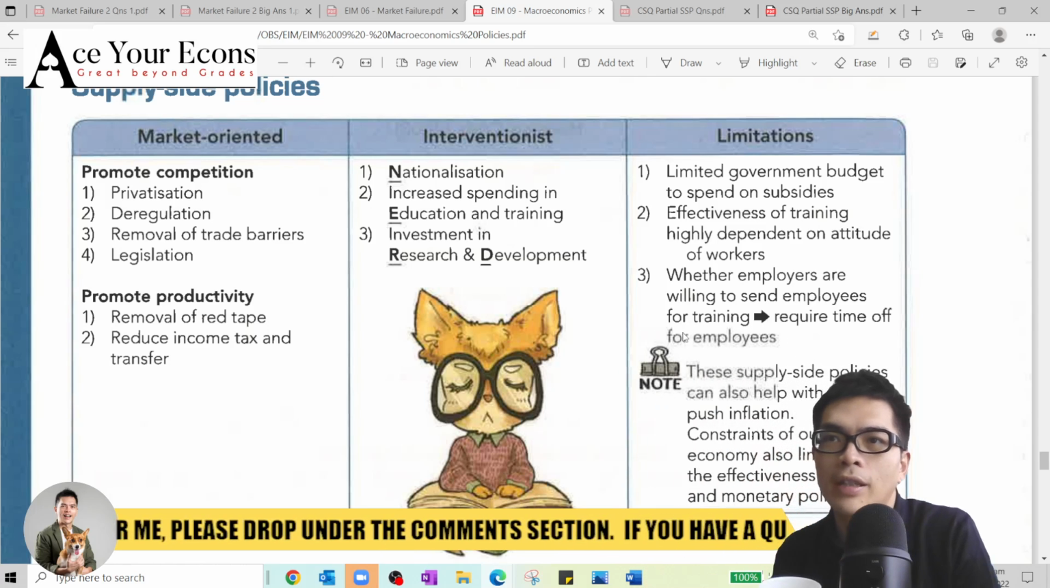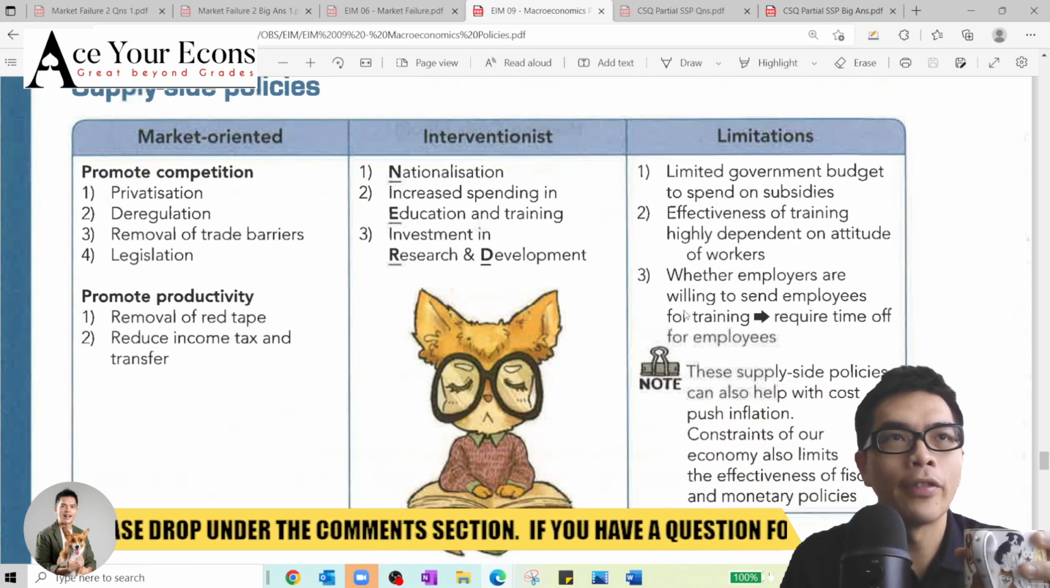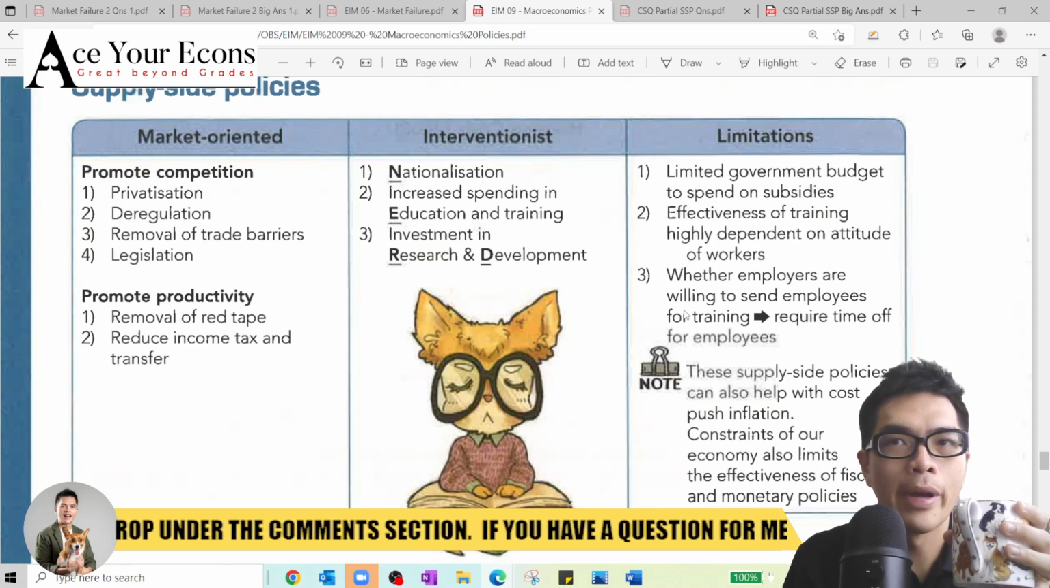Why? So many. Just one. I just need one. What's the number one most representative supply side policy that you remember?